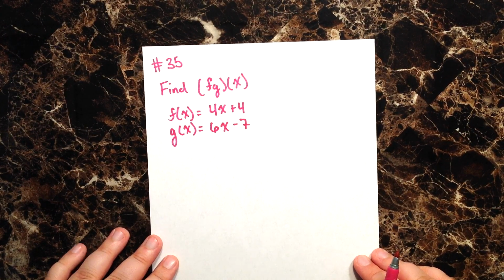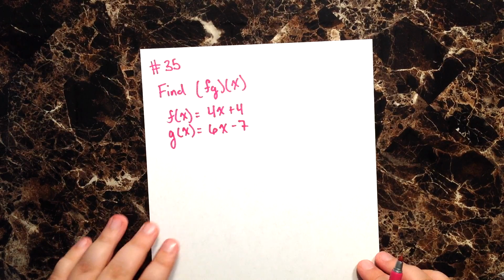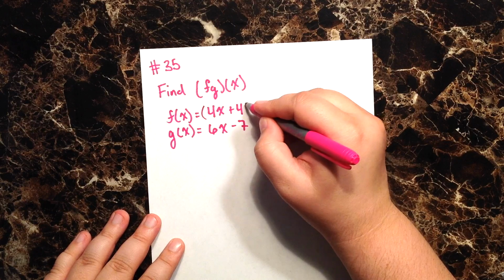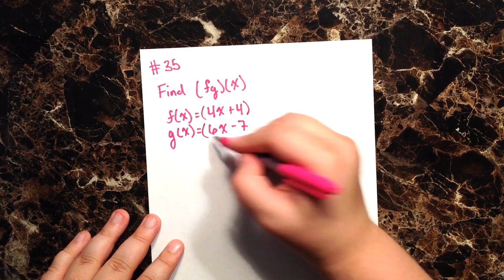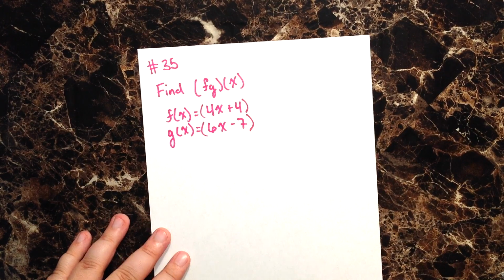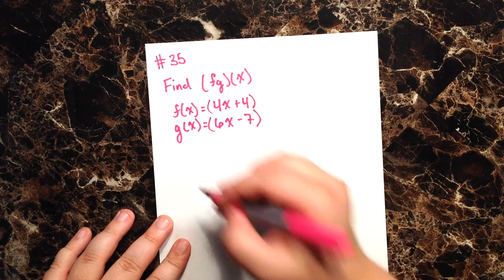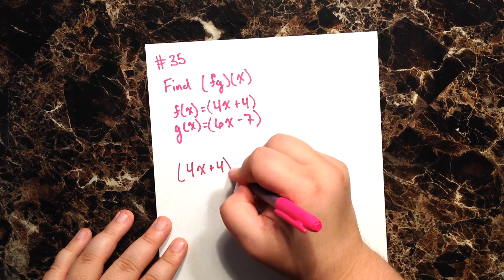Well, they want us to multiply these two functions together. So they want us to multiply f of x times g of x. Well, what is f of x? F of x is the binomial 4x plus 4, and g of x is the binomial 6x minus 7. So what does it mean to multiply these two things together? Well, it just means, let's write them out side by side.